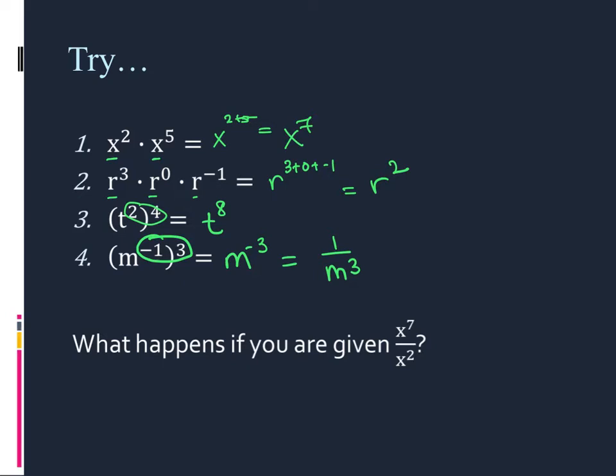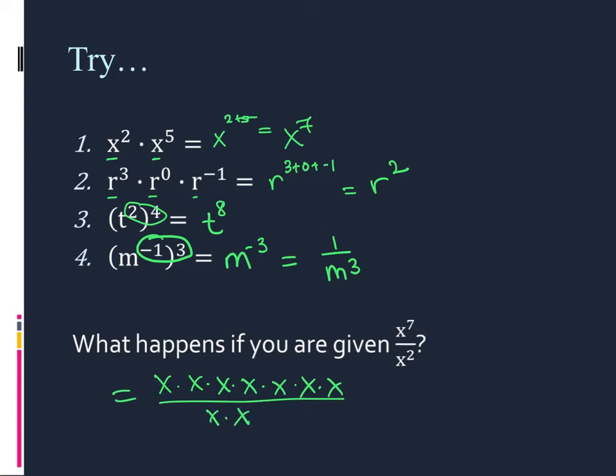Now, when we get down here to the bottom, it says, what happens if you are given x to the 7th divided by x squared? Well, if you remember, x to the 7th is really x times x times x times x times x times x times x, all divided by x squared, which is just x times x.